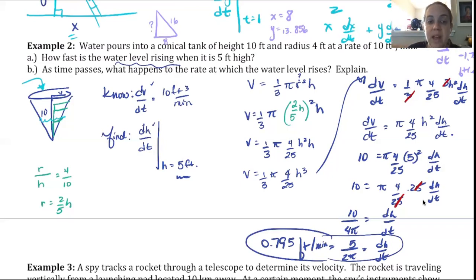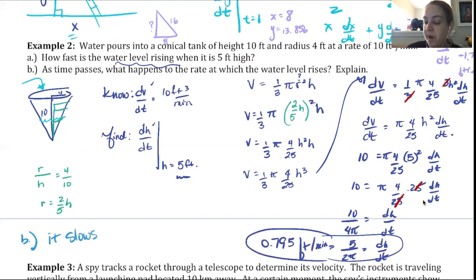Now, part B: as time passes, what happens to the rate at which the water level rises? So I'm going to squeeze in B down here. Well, what do you think is going to happen? As we go up and up and up this conical tank, what's going to happen to the rate at which the water level is rising? It's going to slow down.